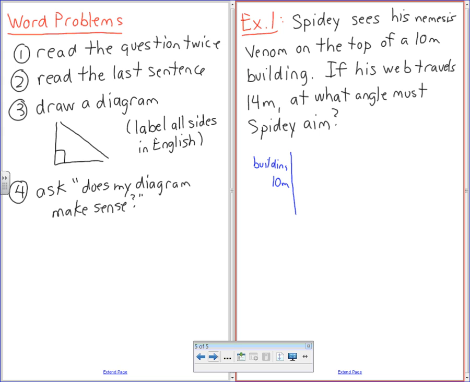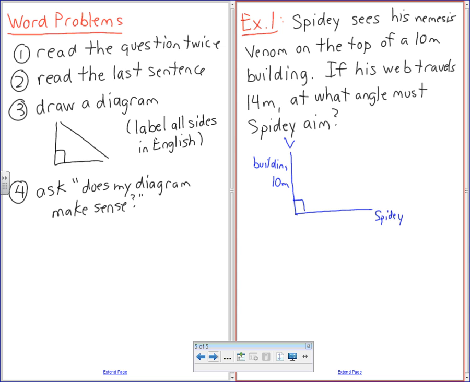But he's going to be over here someplace. If he's going to shoot his web at Venom, where's Venom located? Up on the top of the building, so I call him V for Venom.